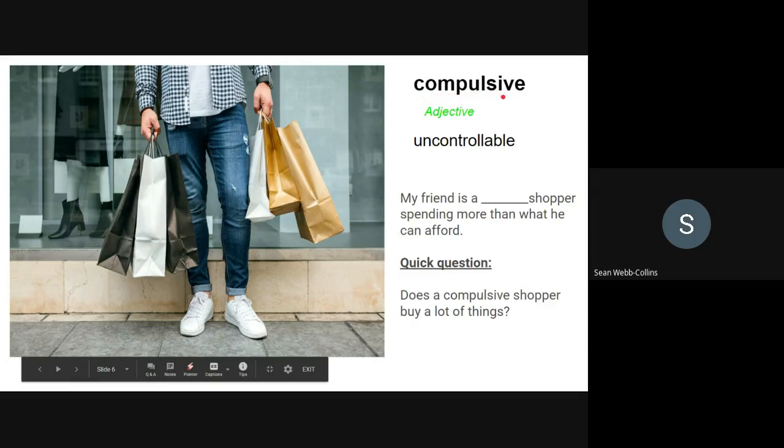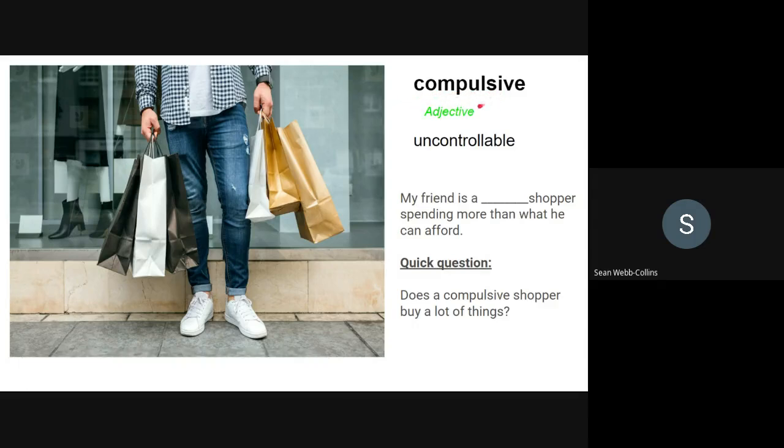Compulsive. Adjective, meaning uncontrollable. For example, my friend is a compulsive shopper, spending more than what he can afford.